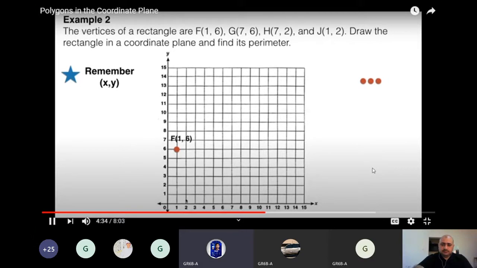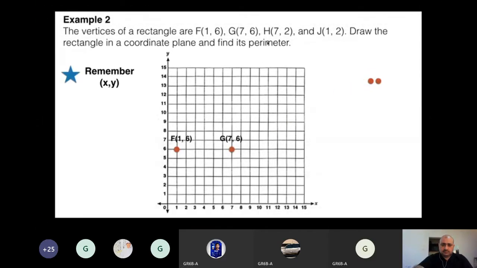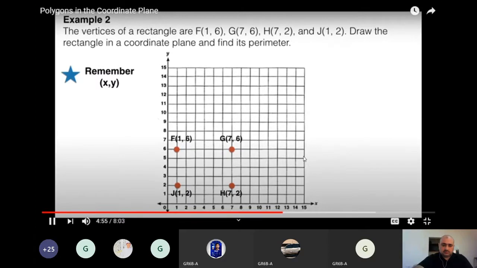Next, G is at 7, 6. Go 7 over on my x-axis, up 6. It's going to be right there. Label that. G is at 7, 6. Then H, 7, 2, over 7, up 2. Right there. Label. And finally, J is at 1, 2, over 1, up 2. Right there. Label it. Now we've got our points. The first step, represent the points.